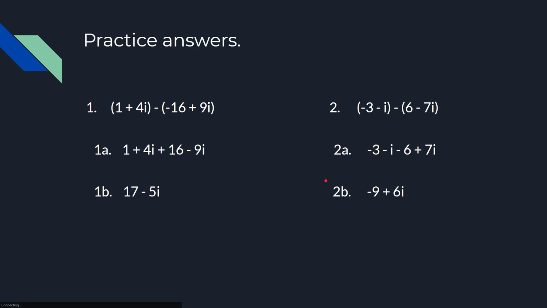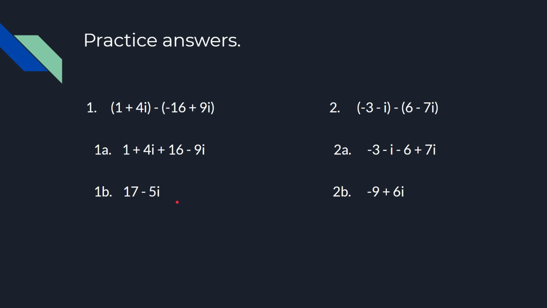Alright, sounds good. So here are the practice problem answers. Going through 1 first, you have (1 plus 4i) minus (negative 16 plus 9i). If you take the parentheses off and apply the negative appropriately, you would have 1 plus 4i, the same here because it's not affected by the negative symbol, plus 16 due to the double negative, because minus a negative number is positive, and then apply that to the positive 9i, and positive with a negative makes negative. So you'd have 1 plus 4i plus 16 minus 9i. If you simplify that, you get 17 minus 5i.